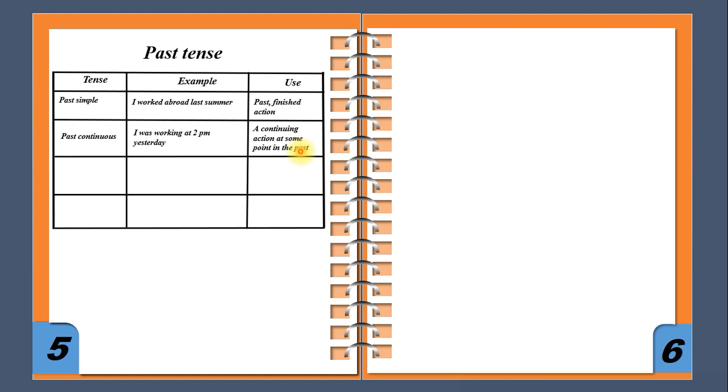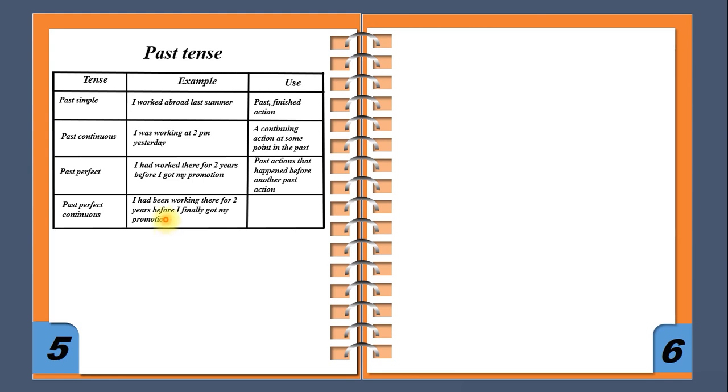Past perfect: I had worked there for 2 years before I got my promotion. It's used to talk about past actions that happened before another past action. I had worked there is the past perfect, I got my promotion is the simple past. So I got my promotion is a past action, and I had worked there for 2 years is the past perfect. And finally, past perfect continuous. For example, I had been working there for 2 years before I finally got my promotion.